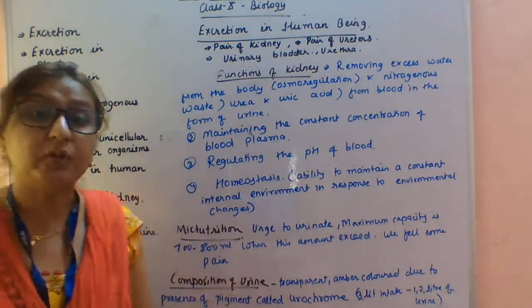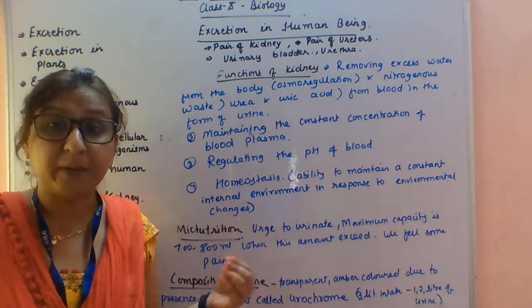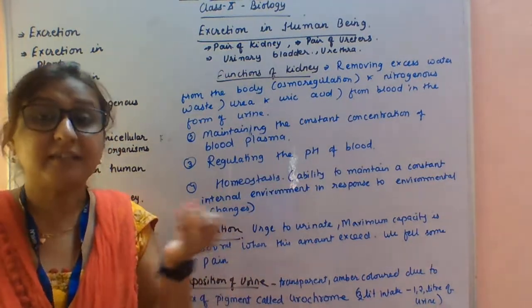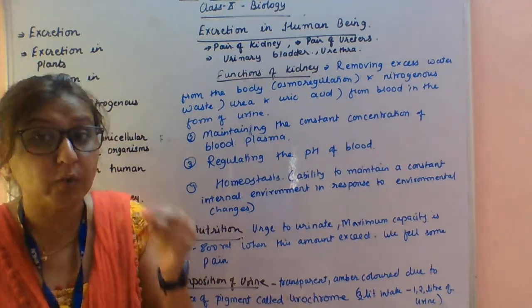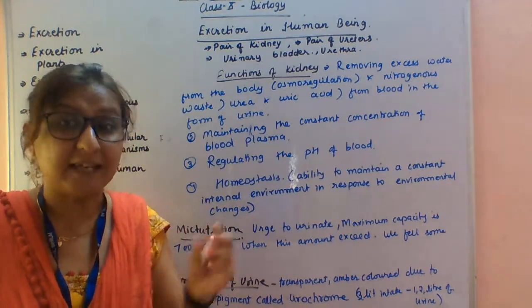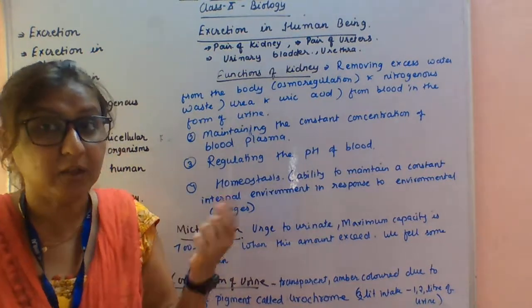Next, what is the composition of urine? We know the color of urine is transparent or amber. Amber means slightly yellow in color. This yellowish color is due to a pigment present in your urine called urochrome. Urochrome is a pigment present in the urine which imparts a slightly yellow color to the urine.